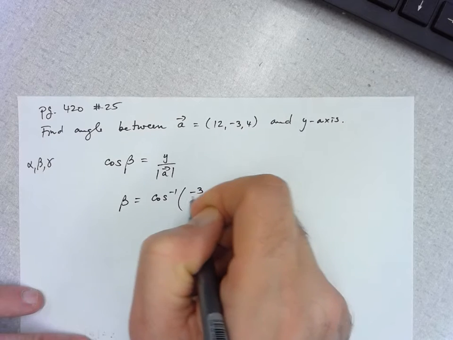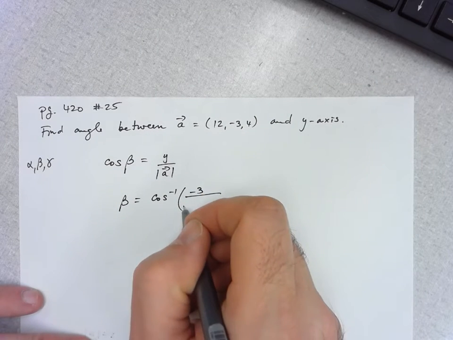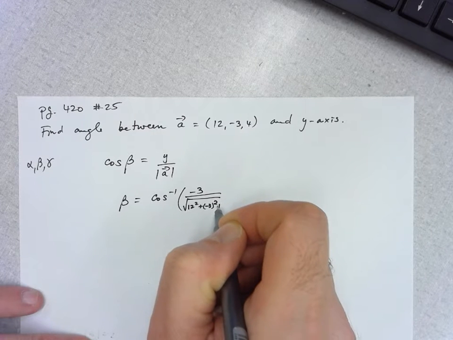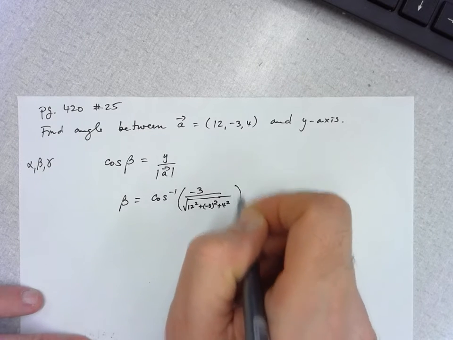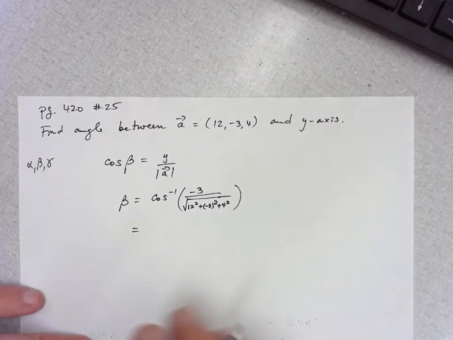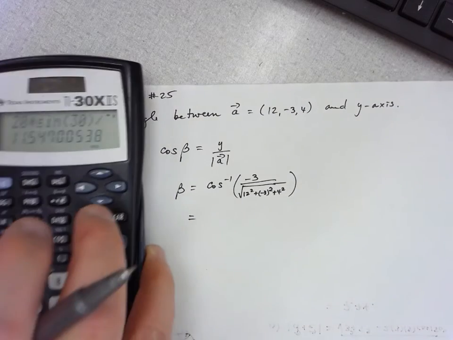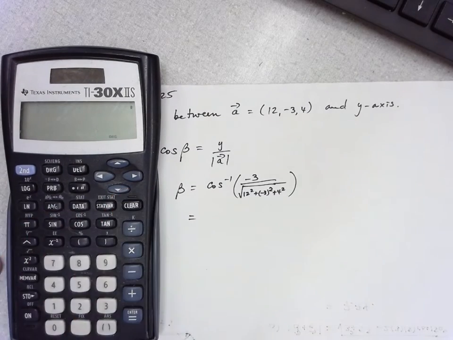Okay, so in the end, what we're solving here, really simple, is just cos inverse of the y component, which is -3, over the magnitude of the vector, which is just going to be the square root of 12 squared plus -3 squared plus 4 squared. Okay, and that's it. That gives us our answer. Okay, so there's no need at all to try to draw this diagram out. Okay, so let's calculate that.